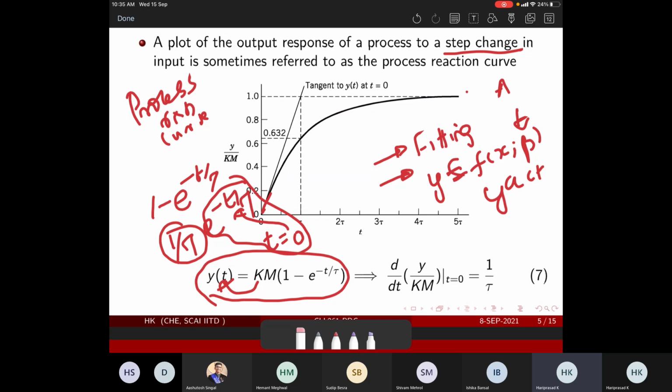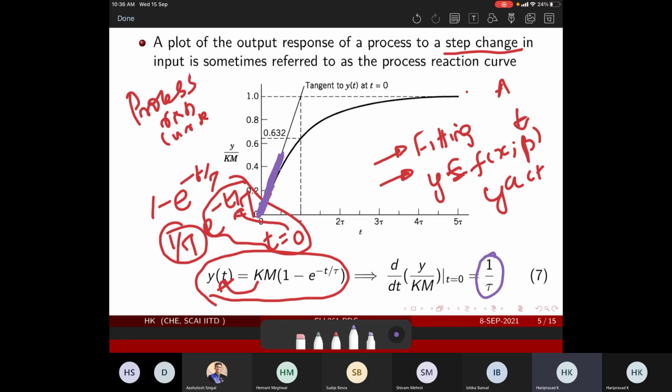What I am trying to say here is, if you have the first order response and you draw a tangent at t equal to 0 and calculate the slope, technically speaking, you draw this line from this point, and the slope would be equivalent to 1 by tau. So this is the simplest way.